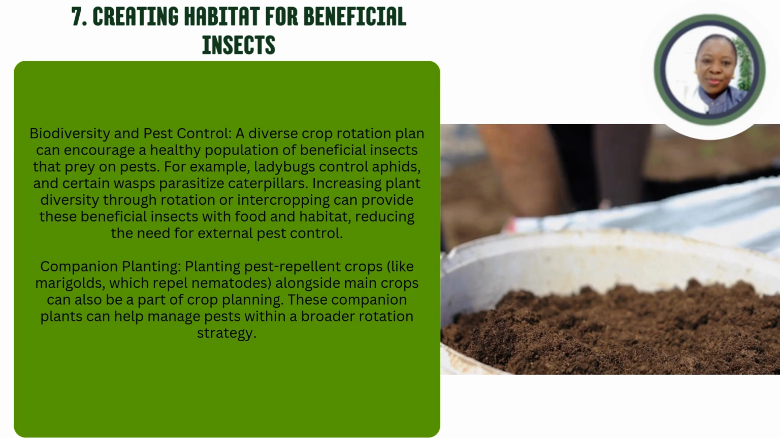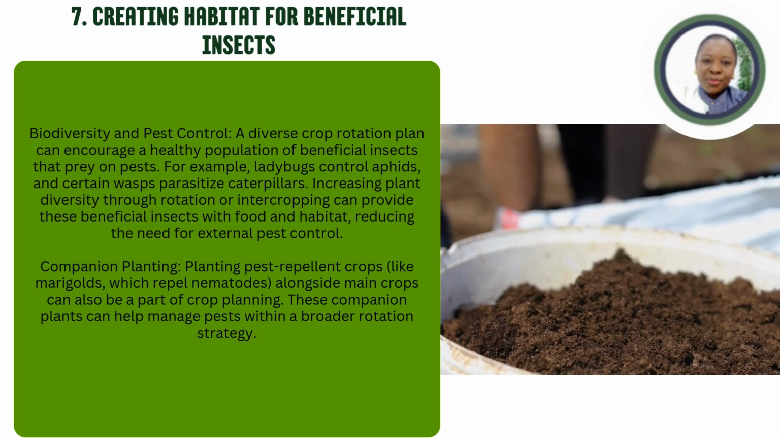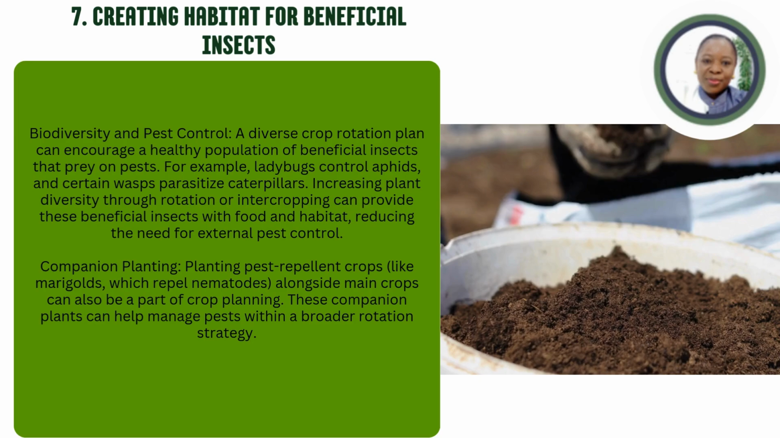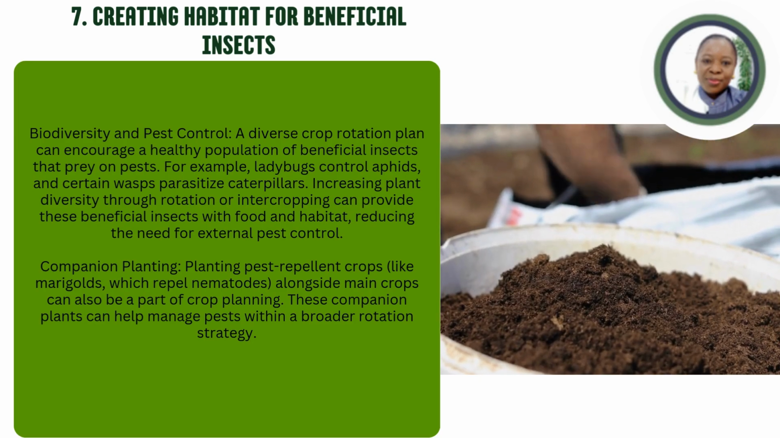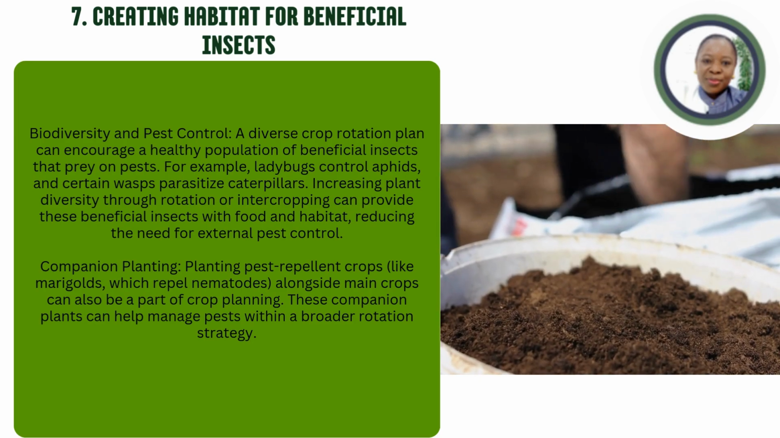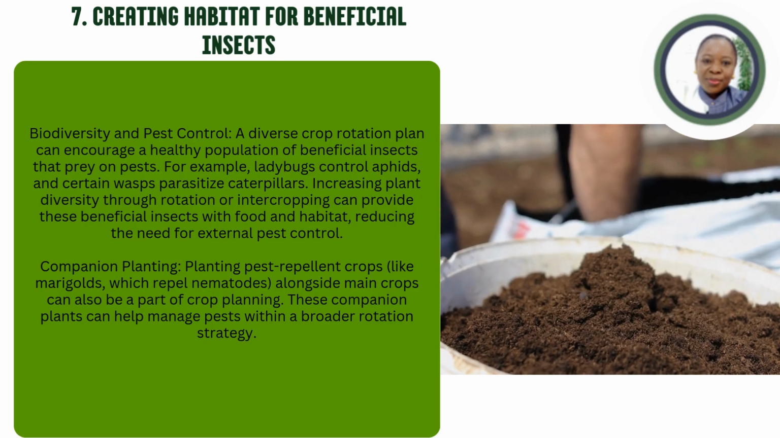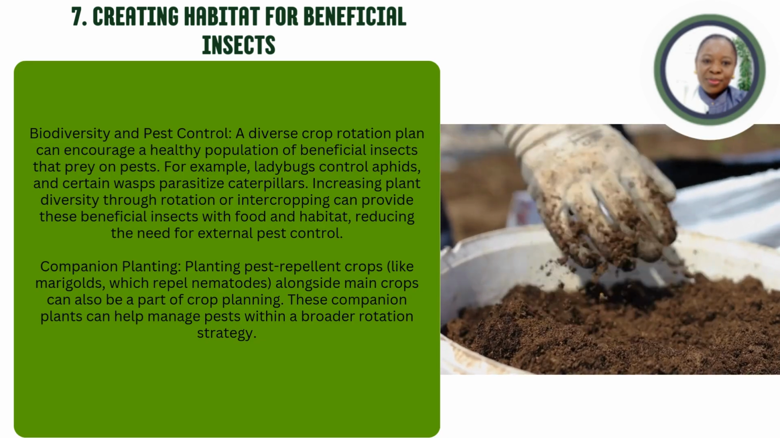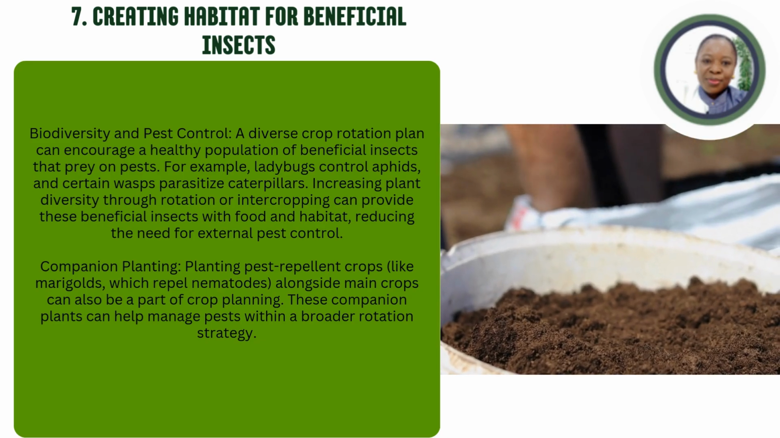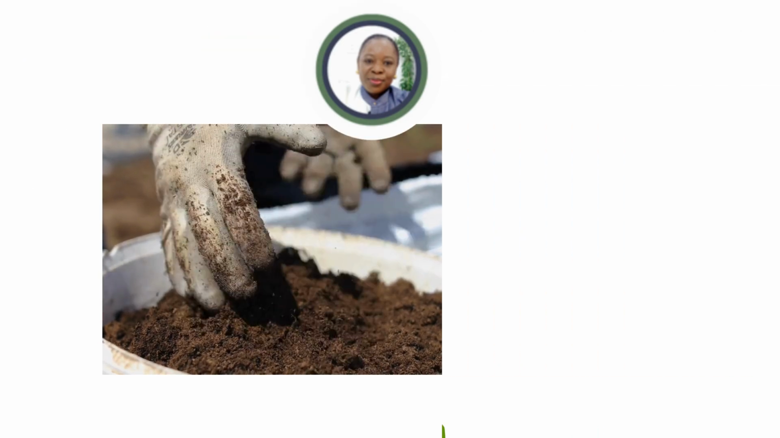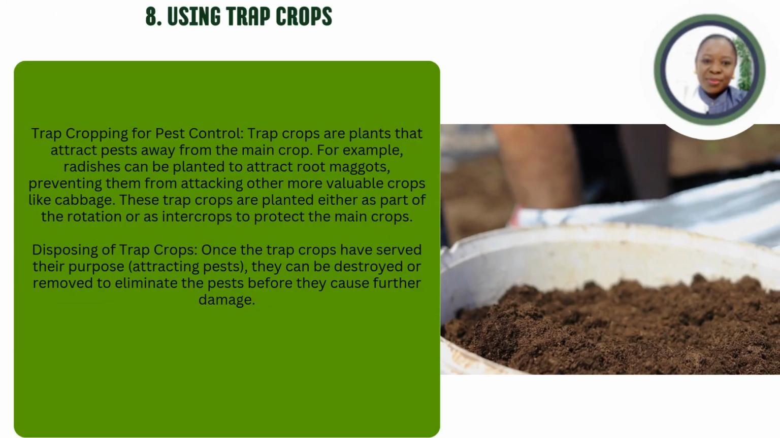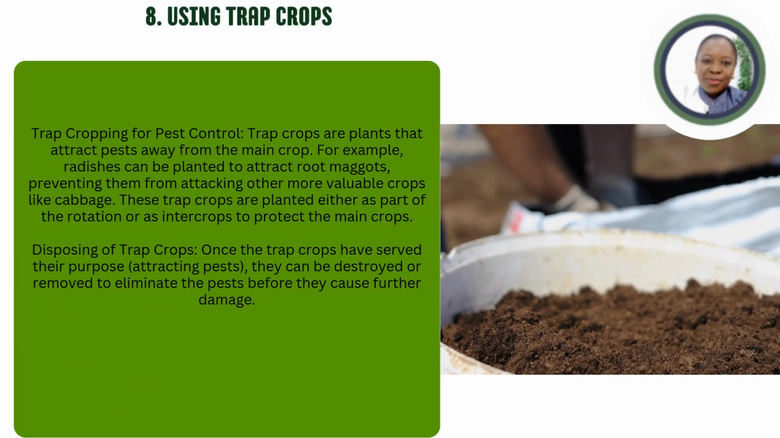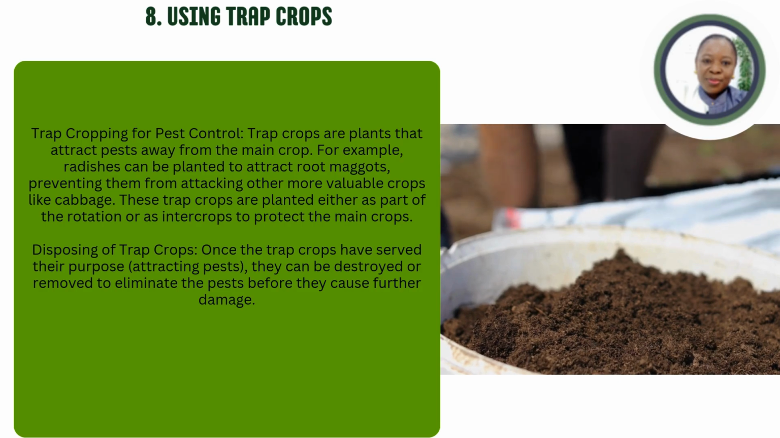Companion planting. Planting pest repellent crops like marigolds, which repel nematodes, alongside main crops can also be a part of crop planning. These companion plants can help manage pests within a broader rotation strategy. 8. Using trap crops. Trap cropping for pest control.